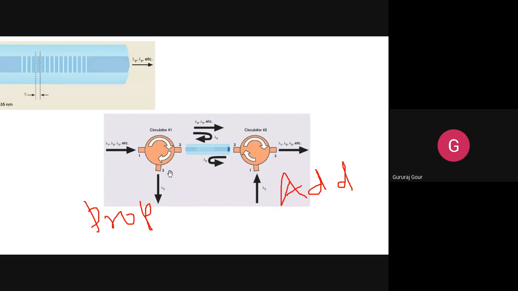Now lambda 2 is gone. Now only lambda 1 and lambda 3 are flowing.